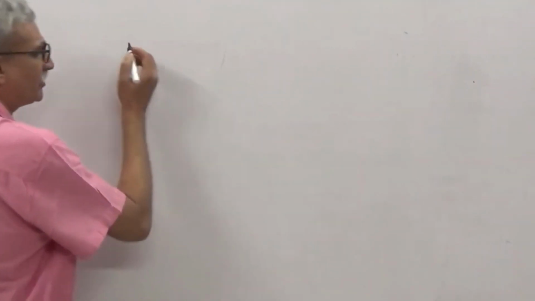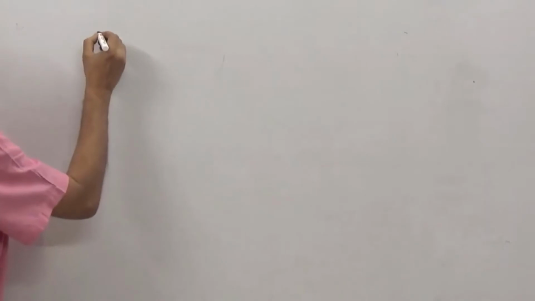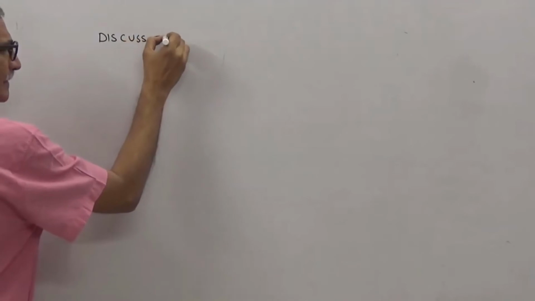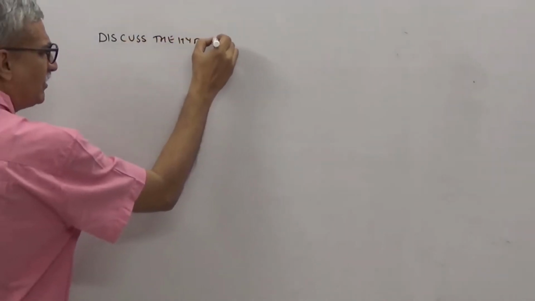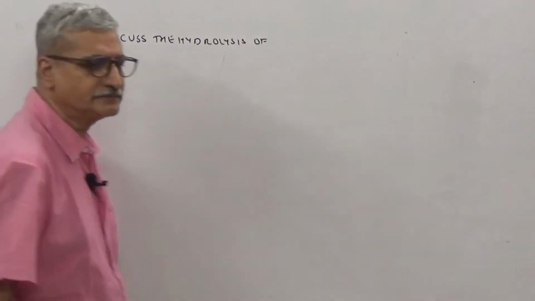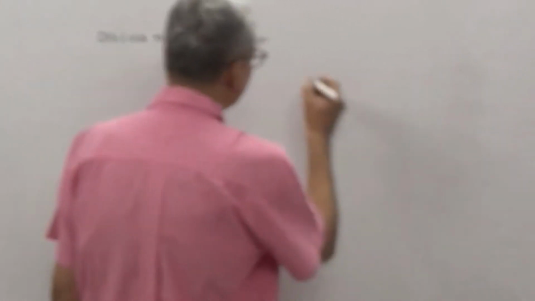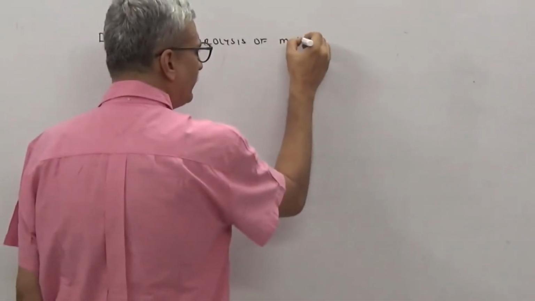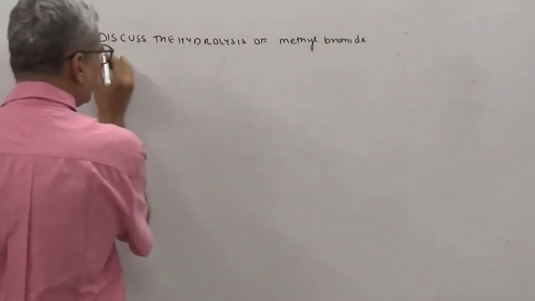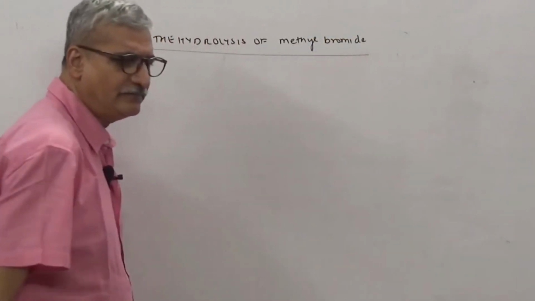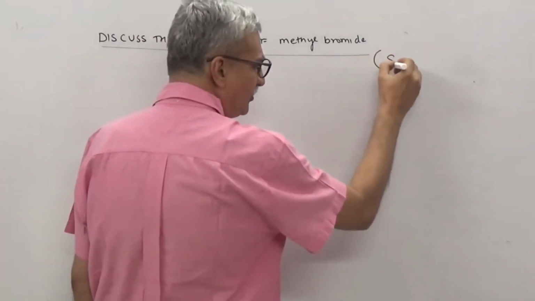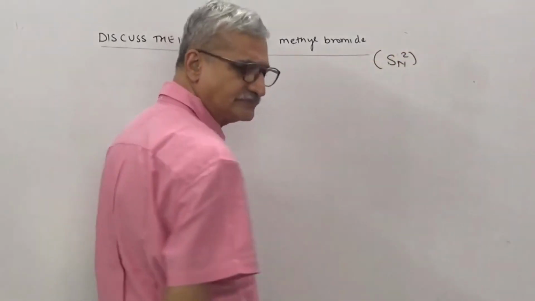So listen, now we are talking about SN2. How will the question be framed in the board? Discuss the hydrolysis of methyl bromide. That is the question. So you will say it follows the SN2 mechanism.